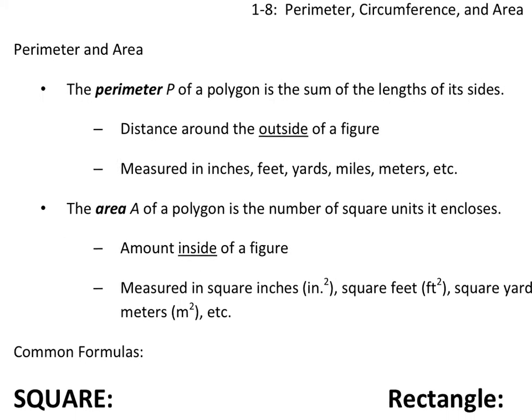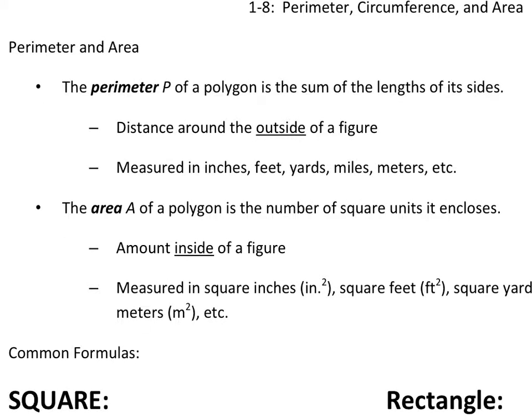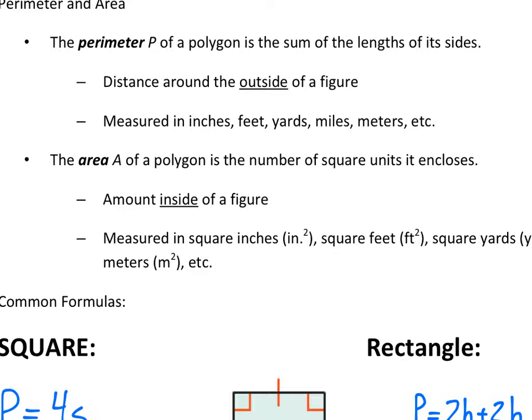The area of a polygon is the number of square units it encloses. Area is the amount inside of a figure. It's measured in those same units of measure as above, but now that it's a two-dimensional figure, the area is not just the line around the outside, it's the two-dimensional region on the inside. We'll have inches squared or square feet, yards squared, meters squared, etc.